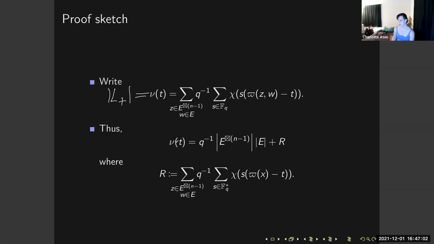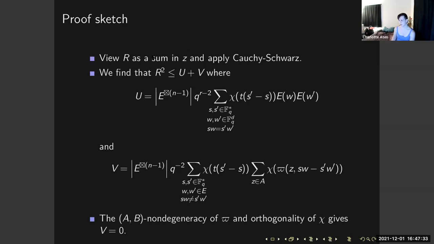But okay, so we find that there's a main term, which is Q inverse size of the set, which again, that's why size of E is showing up, and then this remainder, where the remainder is obtained by summing over all of the non-zero elements of FQ and the inner sum. Okay, so the name of the game is to show that the remainder is smaller than the main term, otherwise it wouldn't be the main term. And so first, we square and we see that R squared, the remainder squared, is bounded above by U plus V.